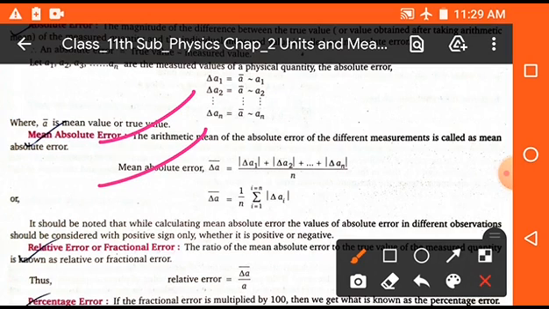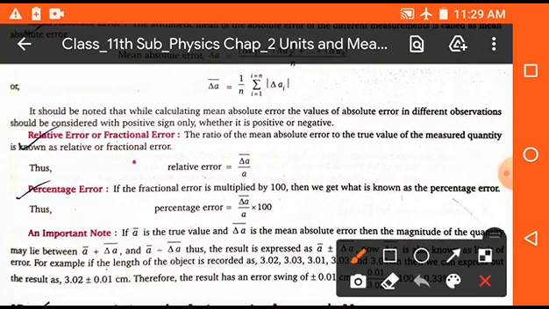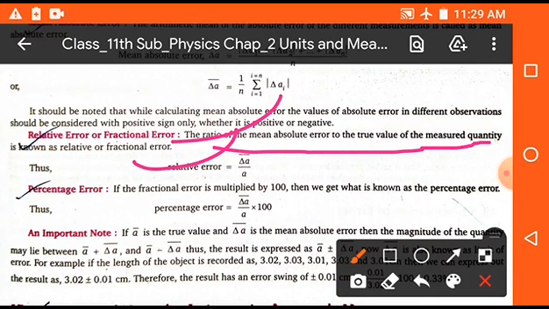Clear? Okay students, relative error or fractional error. So relative error or fractional error is defined as the ratio of delta a bar upon a. It means that the ratio of mean absolute error to the true value of the measured quantity is known as relative error or fractional error. Okay students, now percentage error. In order to find the percentage error, we have to multiply the relative error or the fractional error by 100.